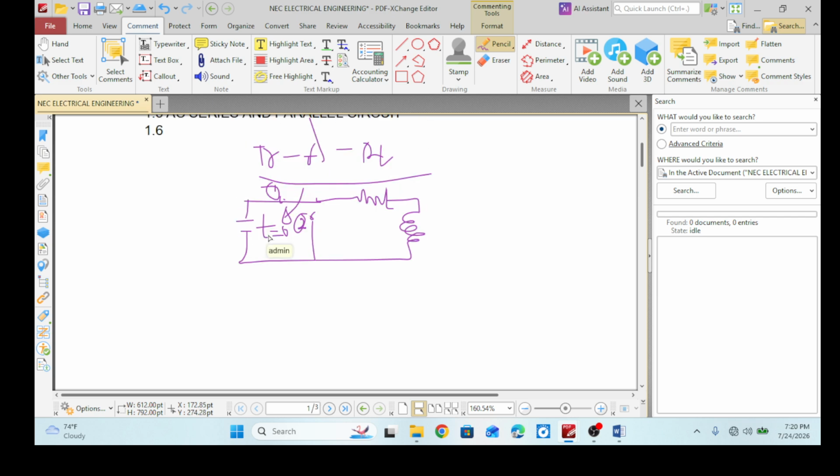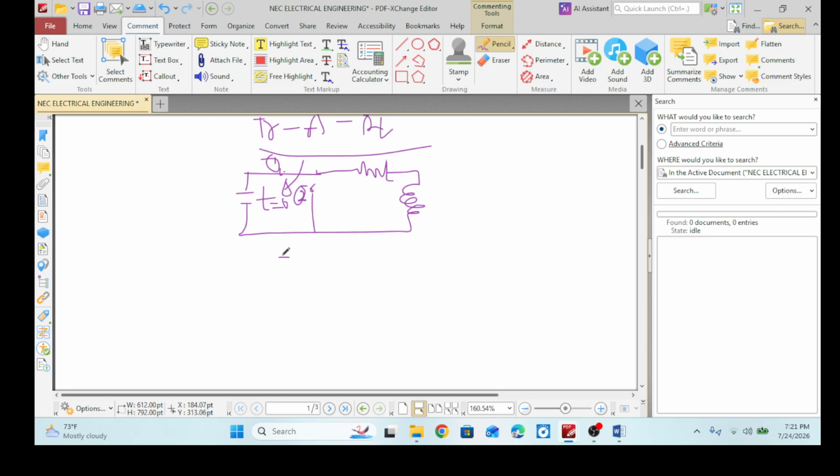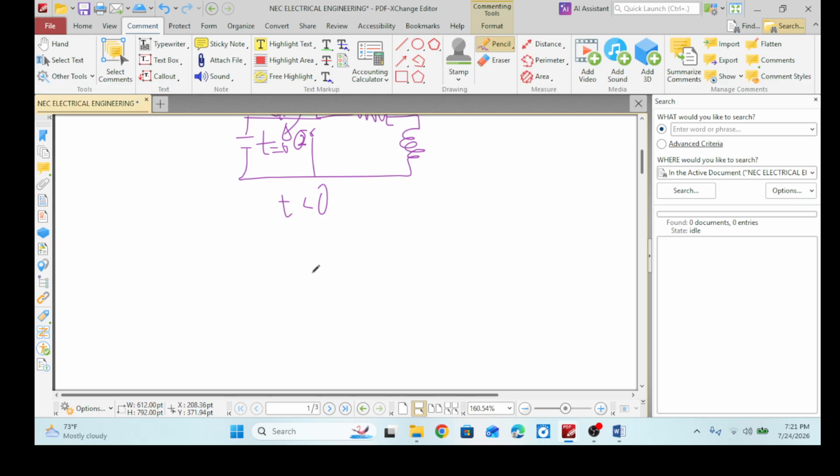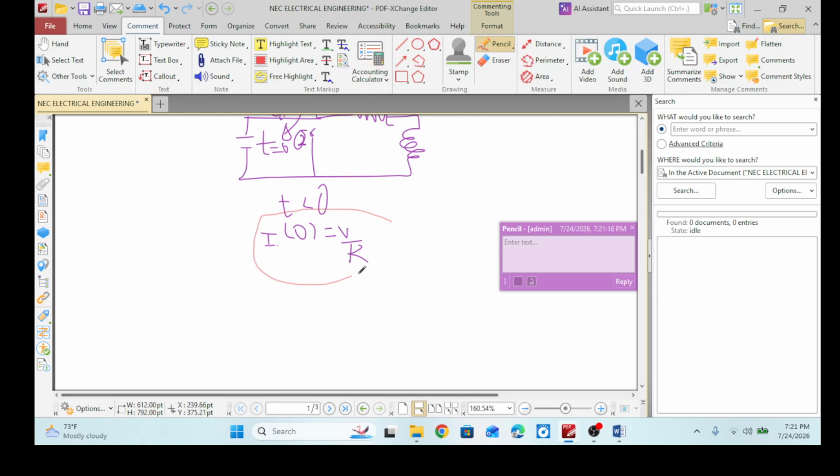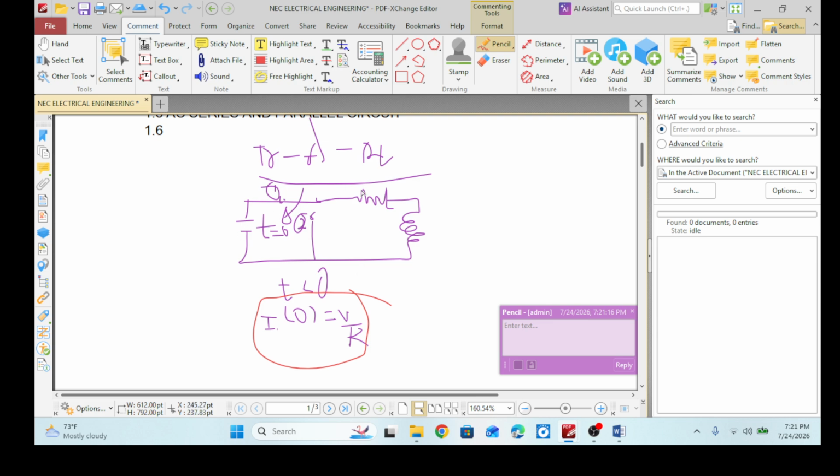Okay, now case 1: when t is smaller than 0, I0 would be V by R. Because the current would move through this and end here, so the current would be V by R for t smaller than 0.